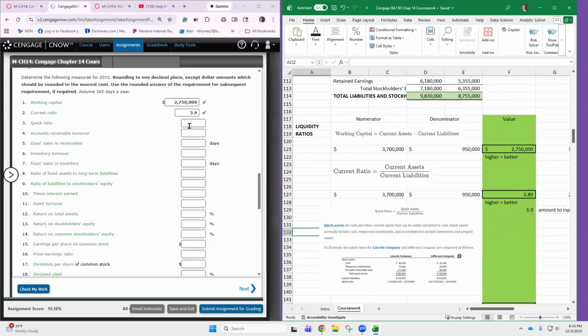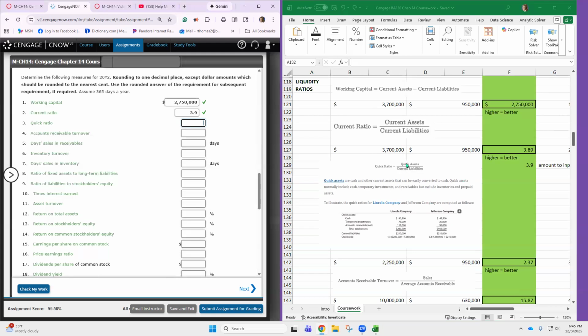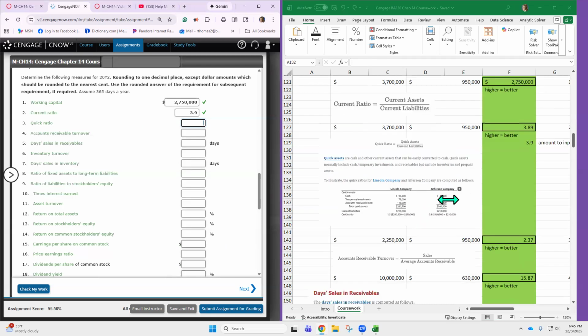All right, the next one is called quick ratio. You say, what is that? Here is the formula. It calls something quick assets, and I have put in from the book what quick assets are. Quick assets normally include cash, temporary investments, or marketable securities. Marketable securities and temporary investments are the same thing. It's just a different name. And receivables, okay? So instead of using all the current assets, we are going to calculate the quick assets.